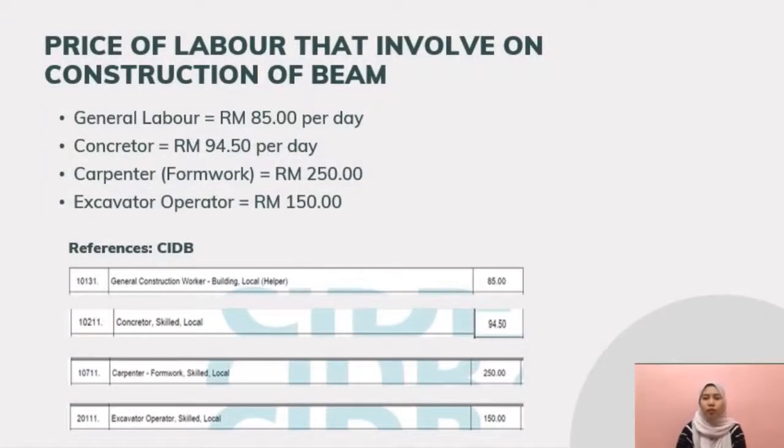Okay, so for the price of labor, we have identified 4 types involved in the construction of the beam. Firstly is general labor, which is RM85 per day. Concreter, which is RM94.50 per day, and the carpenter for the formwork, RM250 per day, and also the excavator operator for the excavation for trench, which is RM150 per day.